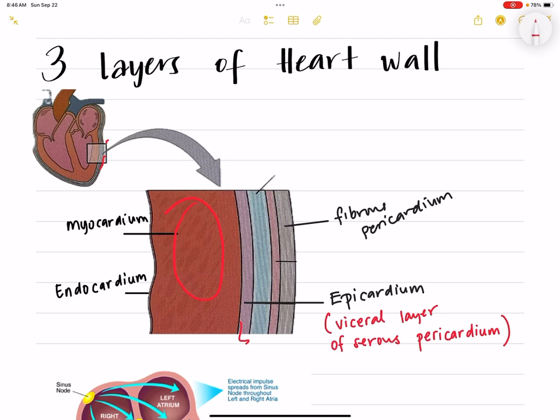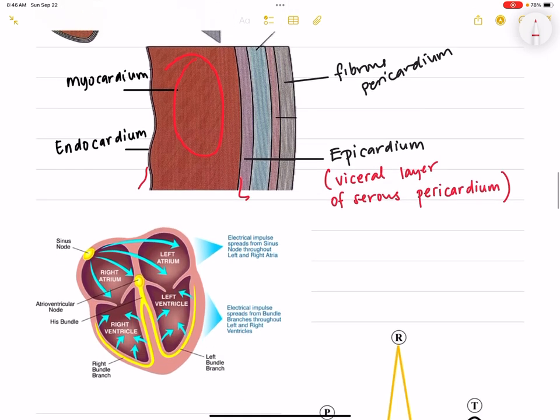And endocardium, ari siya. So, smooth inner surface allows blood to move easily through the heart, where heart valves are formed by its fold. Okay?